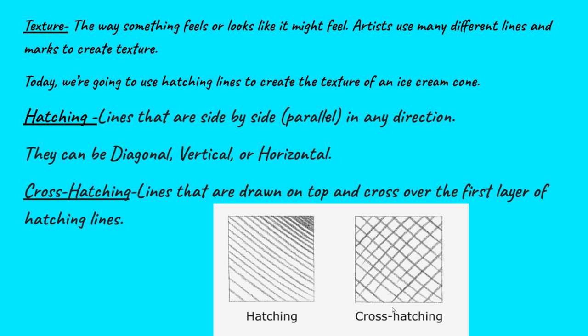So here in the image, you see hatching lines. Notice how those lines get closer together and it makes it appear darker. On the bottom right, you see the example of cross-hatching. That first layer of hatching lines is drawn over with lines that are diagonal and cross the first layer.